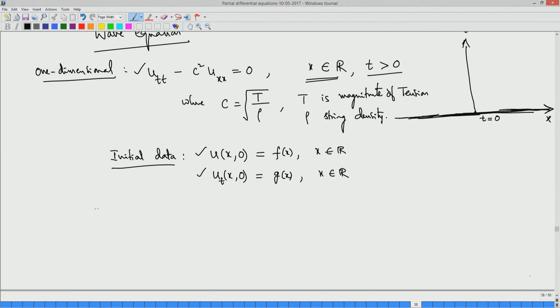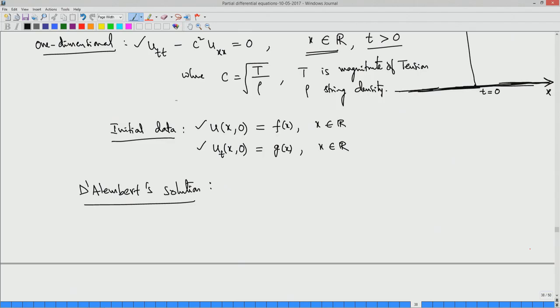This is called the D'Alembert solution, named after D'Alembert. How do we do this?